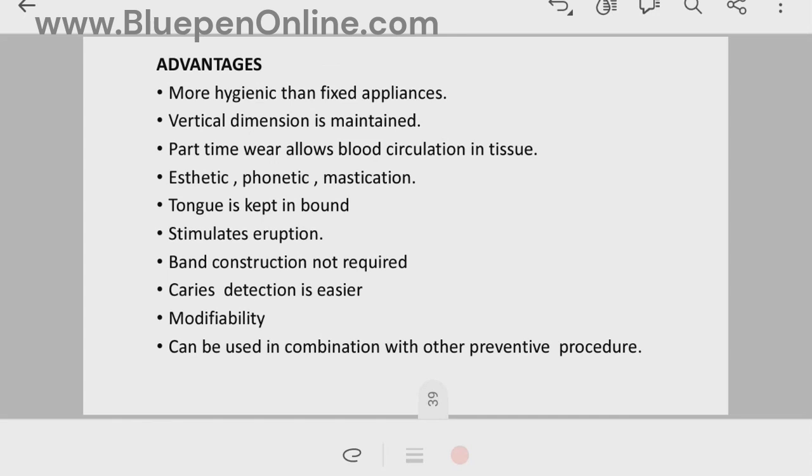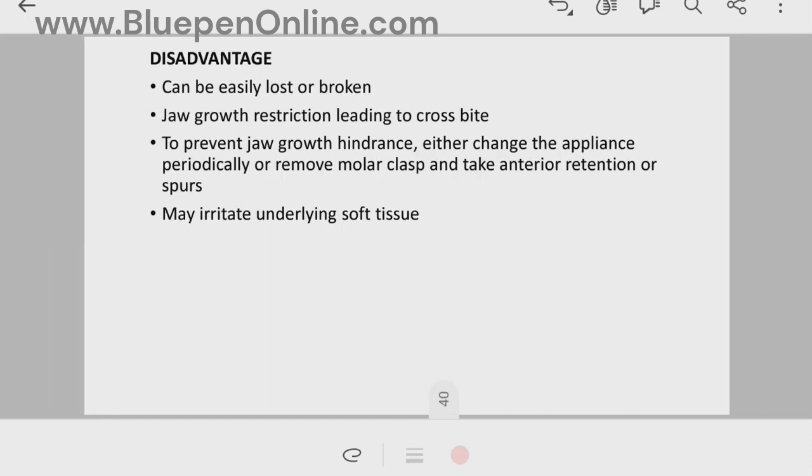You'll get it removed easily. Now, advantages: they are hygienic, as you can clean it when you compare it with the fixed one. Vertical dimension is maintained if there is a tooth. Part-time wear allows blood circulation in the tissue. Aesthetics, phonetics, and mastication are also possible. The tongue is kept in bounds, it stimulates eruption, band construction is not required, caries detection is very easy, and modifiability is possible. It can also be used in combination with other preventive procedures. So these are some advantages.